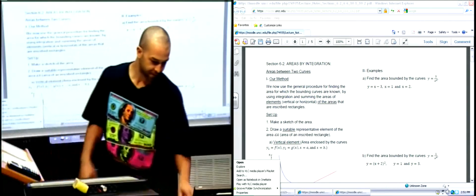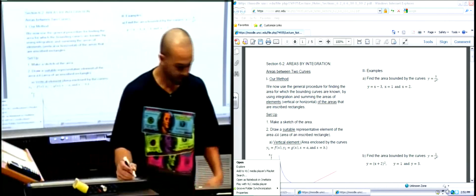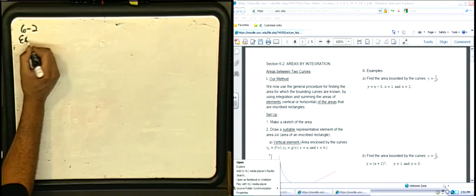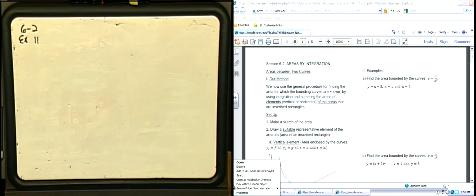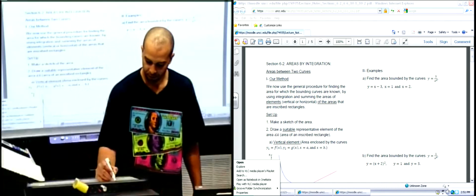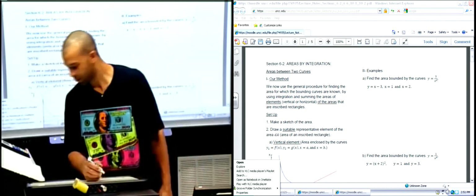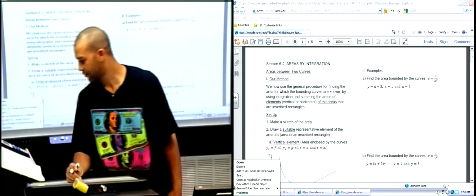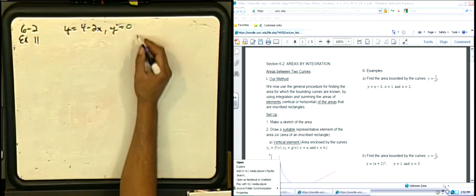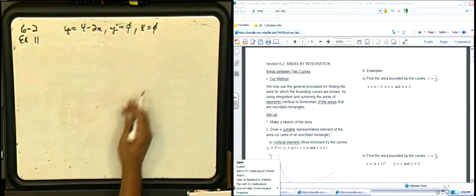And this is number 11, section 6.2, exercises, number 11. And it reads, y equals 4 minus 2x at y equals 0 and x equals 0.